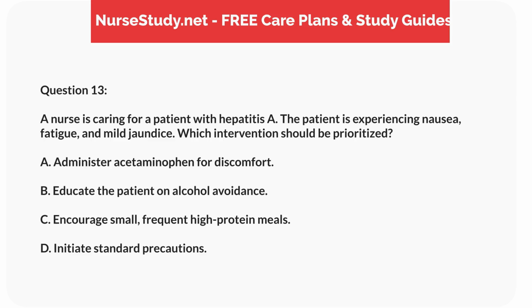Question 13. A nurse is caring for a patient with hepatitis A. The patient is experiencing nausea, fatigue, and mild jaundice. Which intervention should be prioritized?